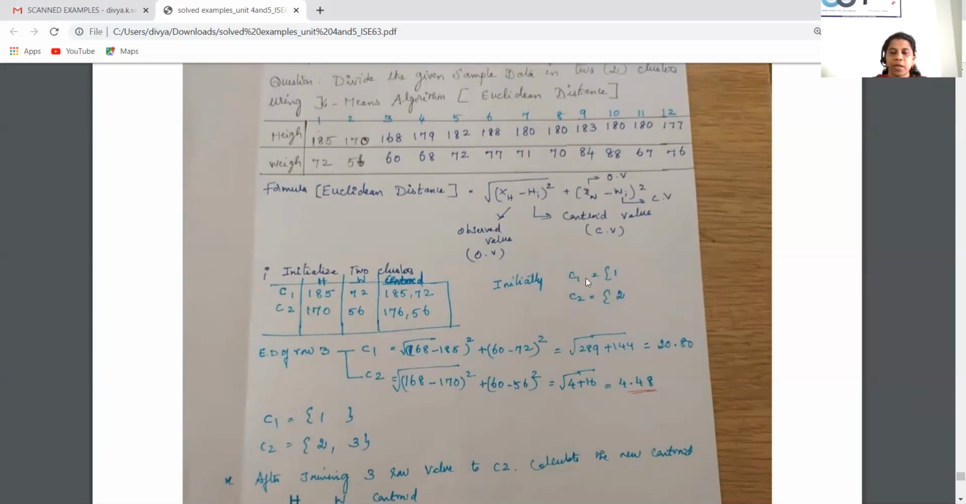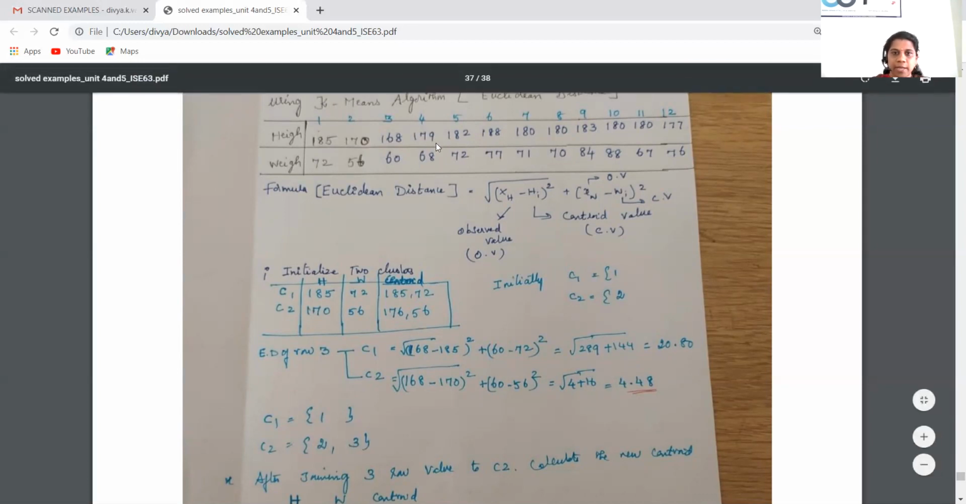So initially our clusters were just the representatives, the first point and the second point. When we calculated the distance of the third point, we came to know that the third point is belonging in the second cluster. So I can rewrite the second cluster as the mean value or the representative, comma, the third point. Now the third point is belonging to this cluster.